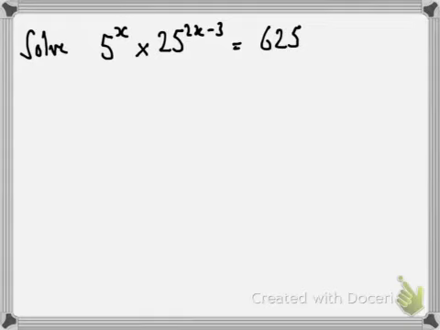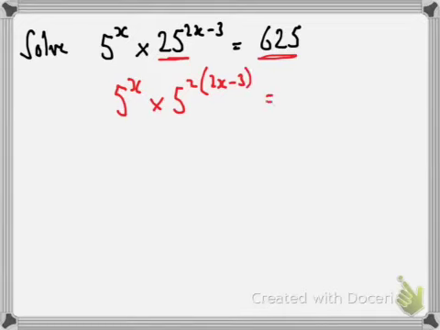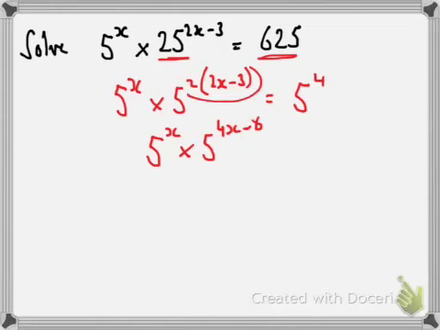Next one, we've got 5, 25 and 625. So this is going to be an equation involving 5s because 25 is 5 squared and 625 is 5 to the power of 4. I mentioned on previous videos it's really important to recognise those powers of 5. So let's tidy up the left hand side here. We get 5 to the power of x times 5 squared to the power of 2x minus 3. And while we're at it here, we'll change the 625 to 5 to the power of 4. 5 to the power of x multiplied by 5 to the power of 4x minus 6, I'll remove those brackets there, equals 5 to the power of 4.